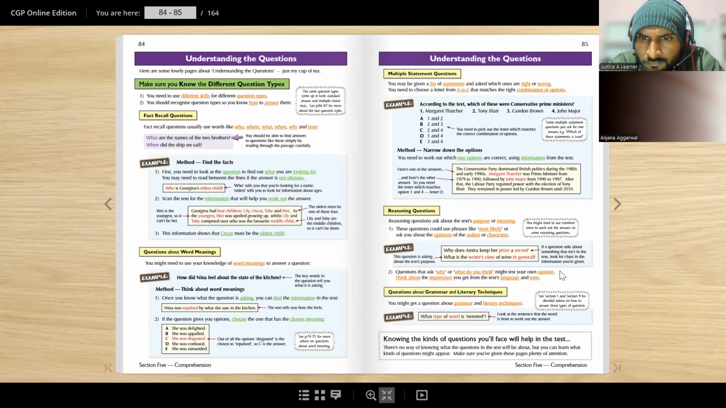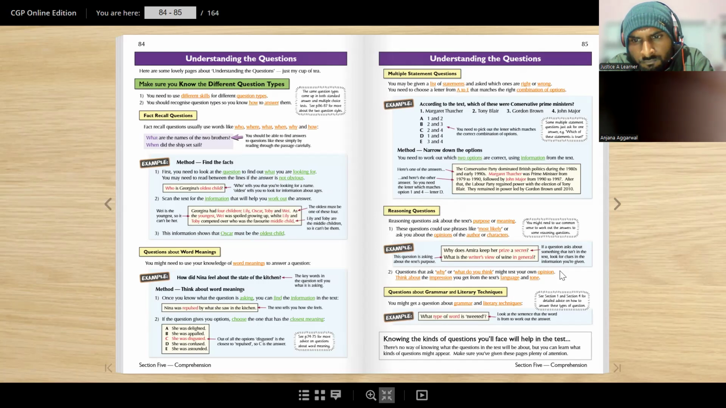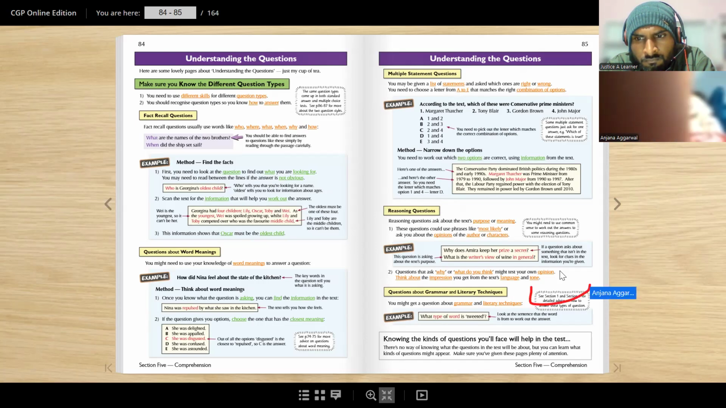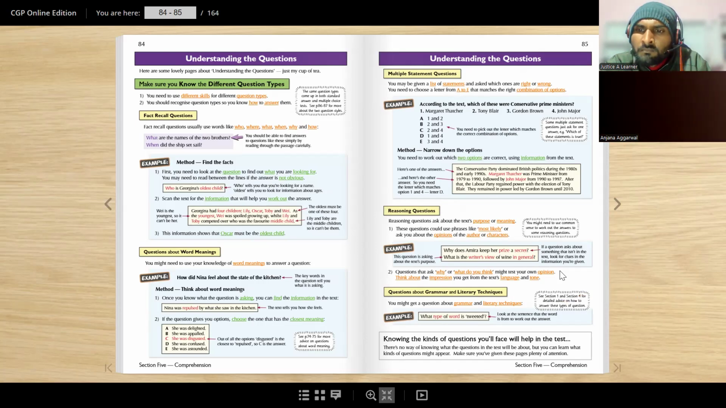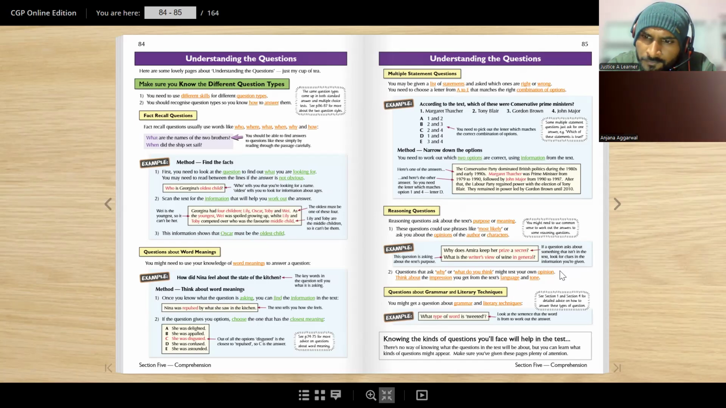Questions about grammar and literary techniques. See section 1 and section 4 for detailed advice on how to answer the questions deeply. You might get a question about grammar and literary technique.